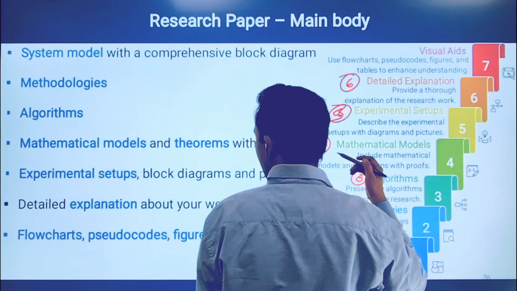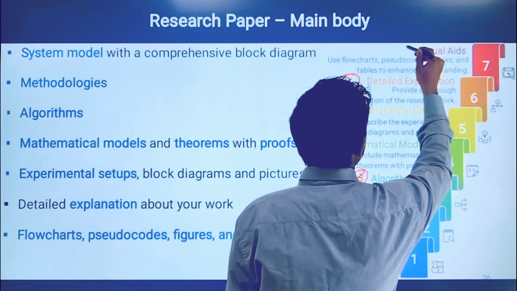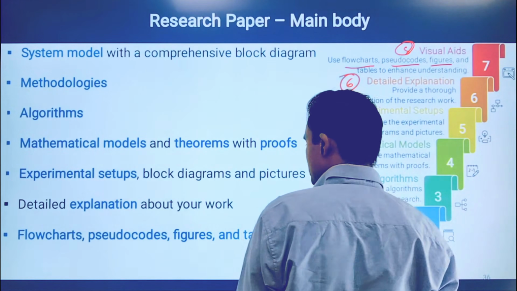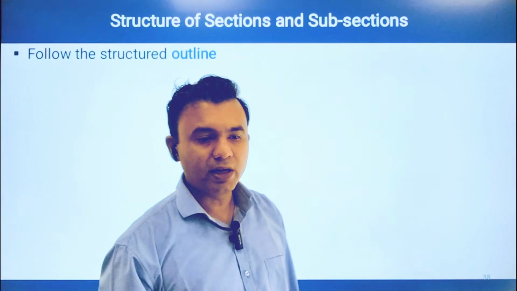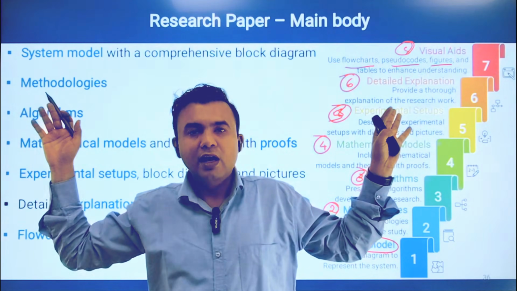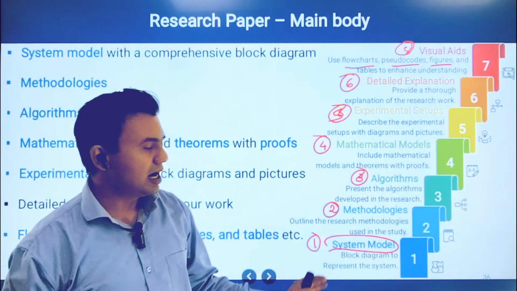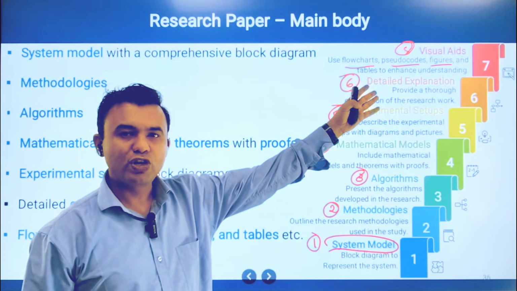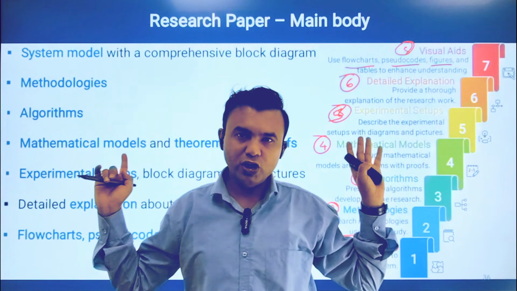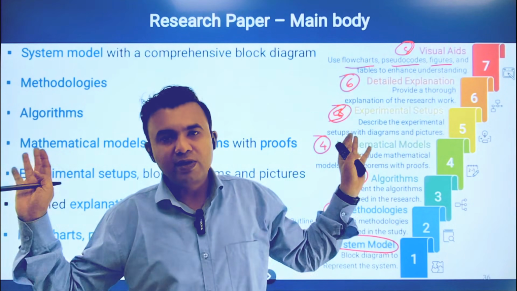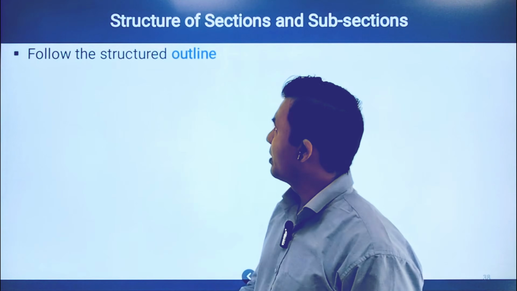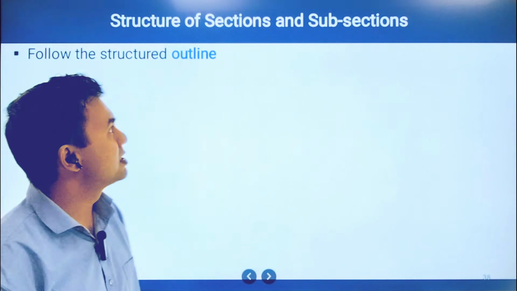You can use visual aids such as flowcharts, pseudocodes, figures, tables, right? Whatever is available, you can take the help of that. So this is the entire structure of your main body, and these are the components that we should include in the main body of your research papers, right? So ensure that when you write the paper, you have everything in your article to enhance the probability of acceptance.